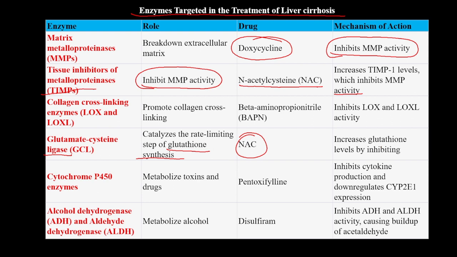Then we have the cytochrome P450 enzymes, which metabolize toxins and drugs, and you can use these particular inhibitors. It inhibits cytokine production and down-regulates CYP2E1 expression. Then we have alcohol dehydrogenase and aldehyde dehydrogenase, which metabolize alcohol. You can use this particular inhibitor, and it inhibits ADH activity, causing the buildup of acetaldehyde.